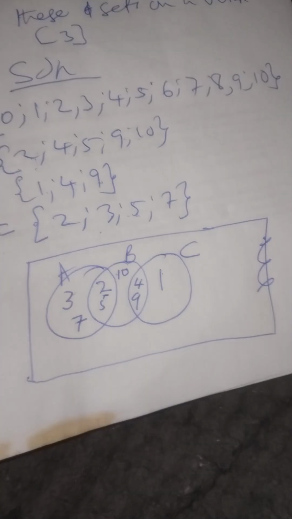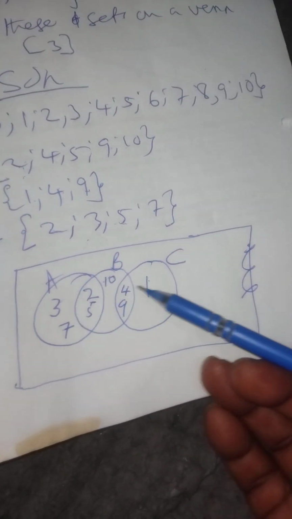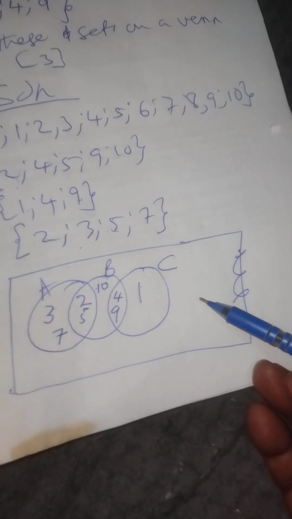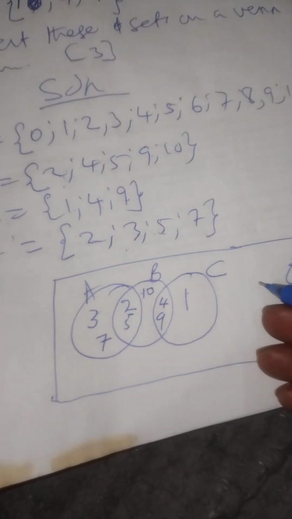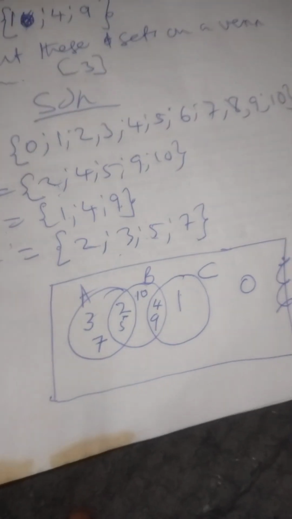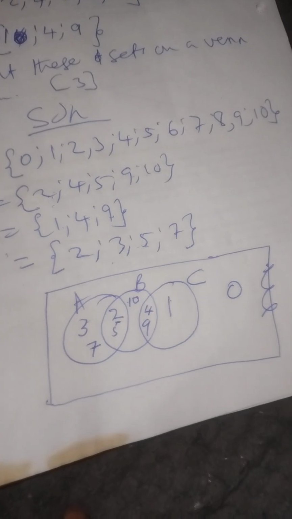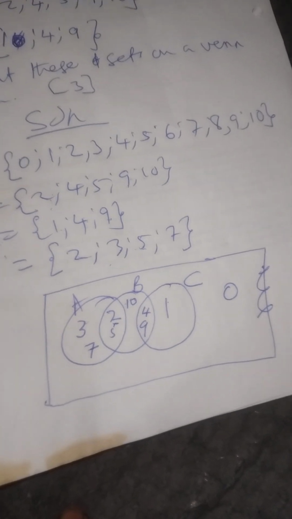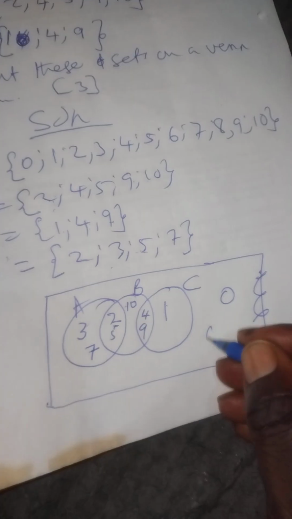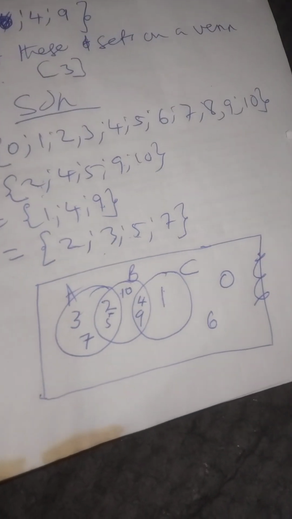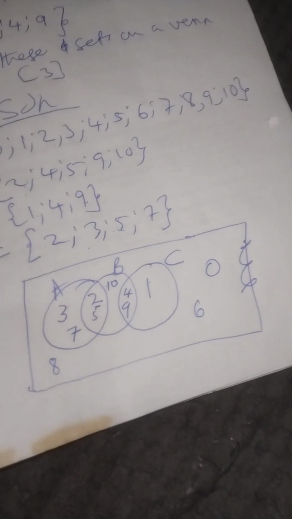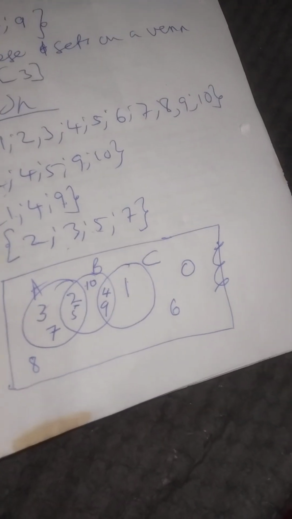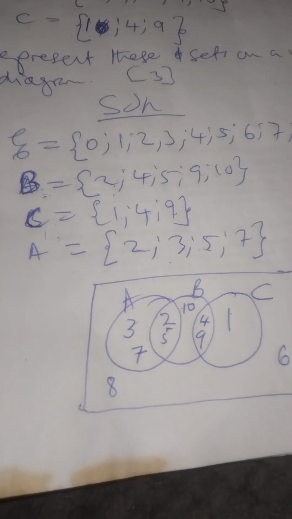So then what is not in A, B, and C? So we put it in the universal set here. So check your diagram. 0 is not in all these. 0, 1, 2, 3, 4, 5, 6, 7, 8. 8, yes, so there. 9, 10 is already there. So that is our universal set.